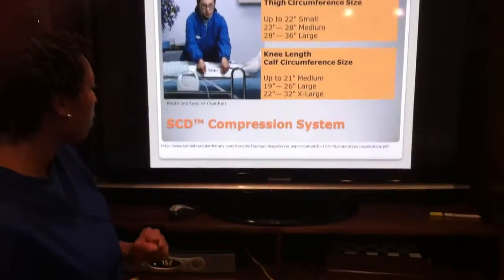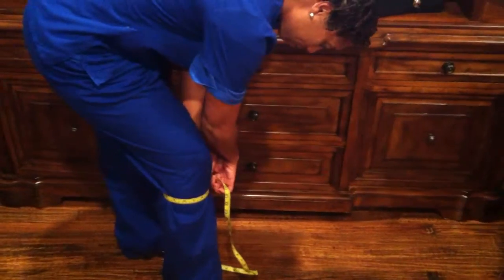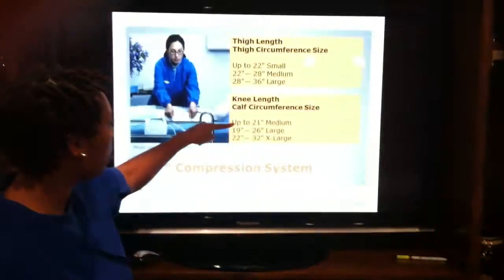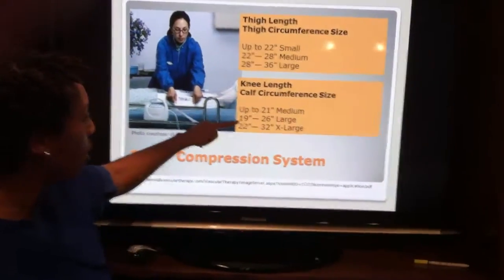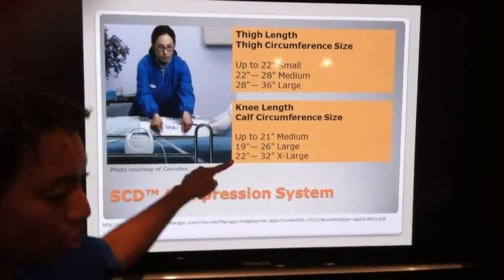Now, for sequential compression devices using just the knee length, you measure the calf circumference. And medium length is up to 21, large is 19 to 26, and extra large is 22 to 32.